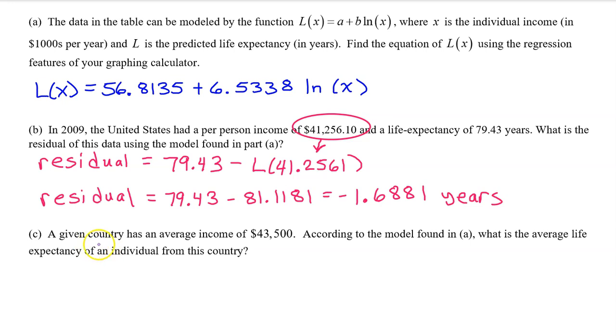Part C. A given country has an average income of $43,500. According to the model found in Part A, what is the average life expectancy of an individual from this country? As we did right here, we need to move this decimal 3 times to the left to convert it from dollars into thousands. So this number is the same thing as 43.5 thousand. And we just need to evaluate the model at 43.5.